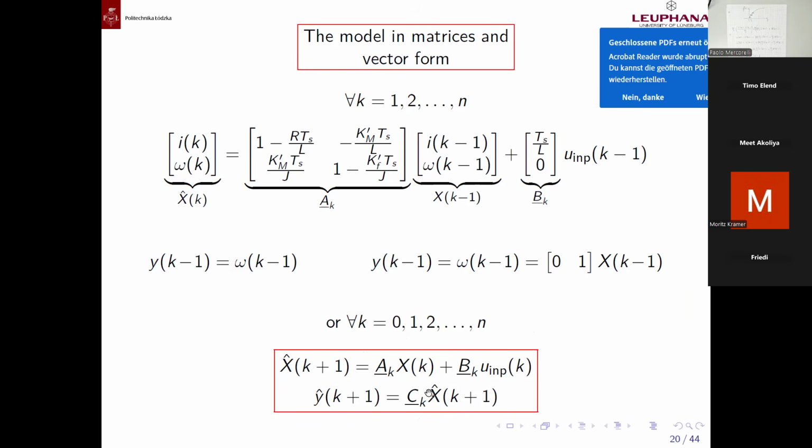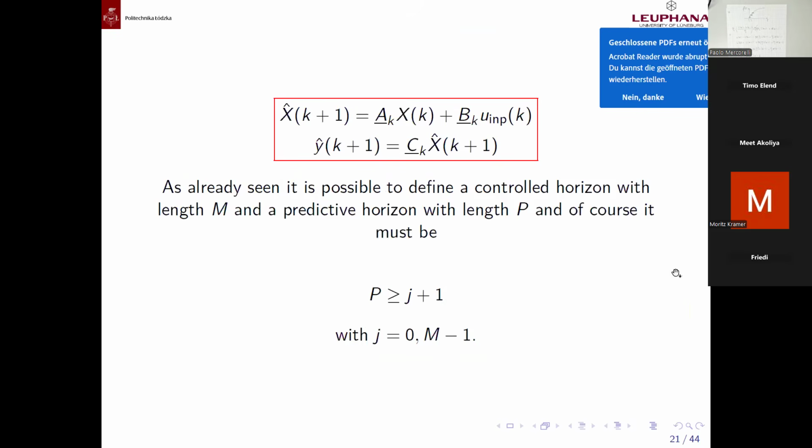What is AK? What is BK? It is the discretization of the matrix A and the matrix B. Here, the discretization of this matrix is itself, because this equation does not depend on the past. Everything is a function of k minus 1 on the left, and we have k minus 1 on the right. We have the same timing, in a sense.